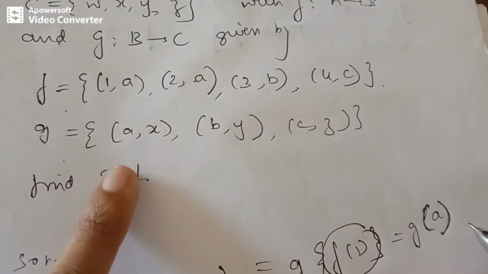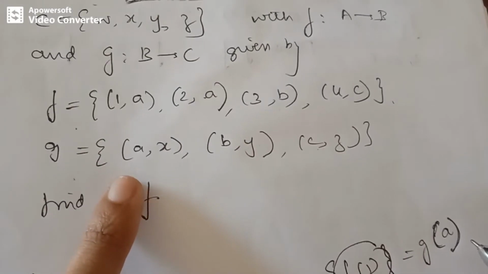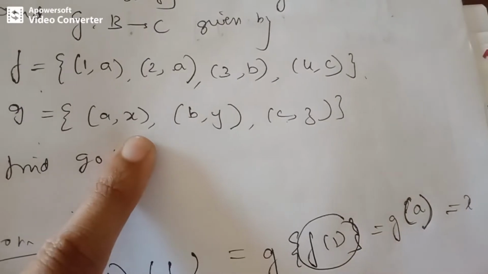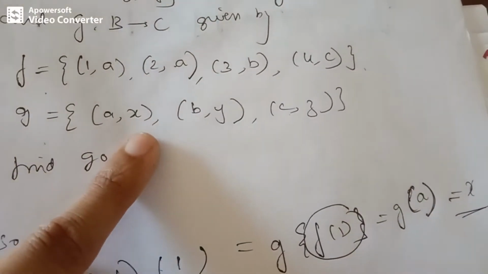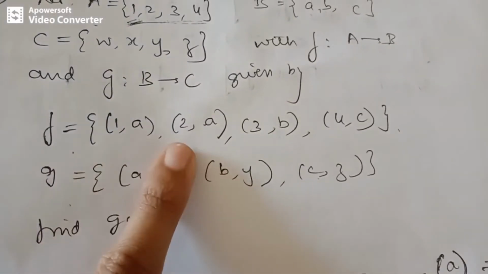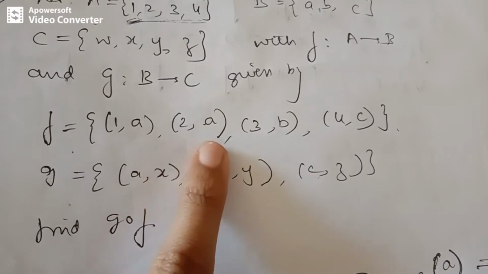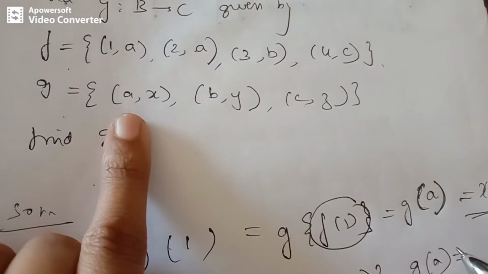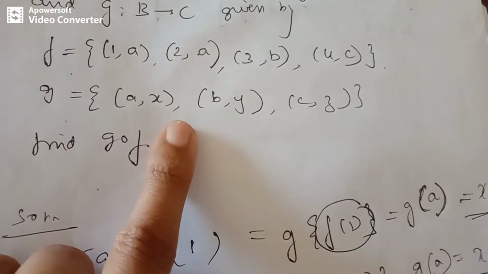Now, you can observe A here. A is mapped to which element? X. So let's write X. Likewise, if you find out what is g of f of 2, you will be getting the element to which f of 2 is mapped. It is mapped to A. So what is g of A? A is mapped to only X.